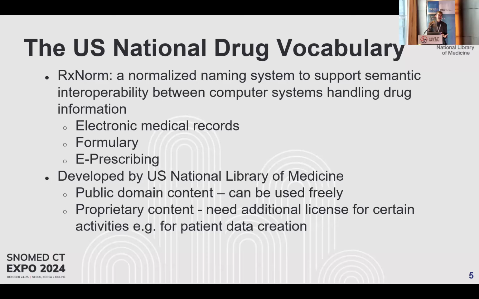So what it is basically just a normalized naming system to support semantic interoperability between computer systems when they want to exchange and handle drug information. There are a few use cases that can use this kind of capability. For example, when you document in your electronic medical record the patient's allergy history, intolerances, you need a drug terminology that is interoperable across systems.